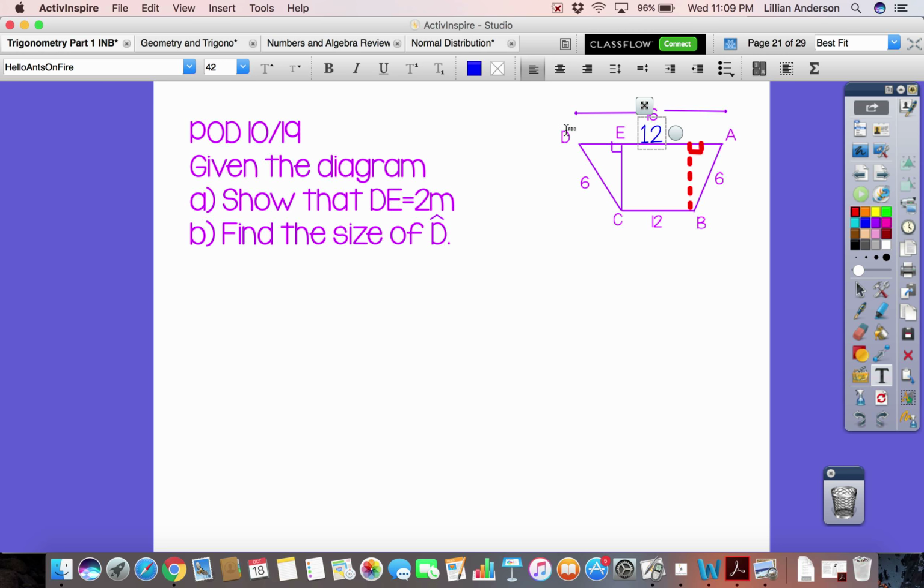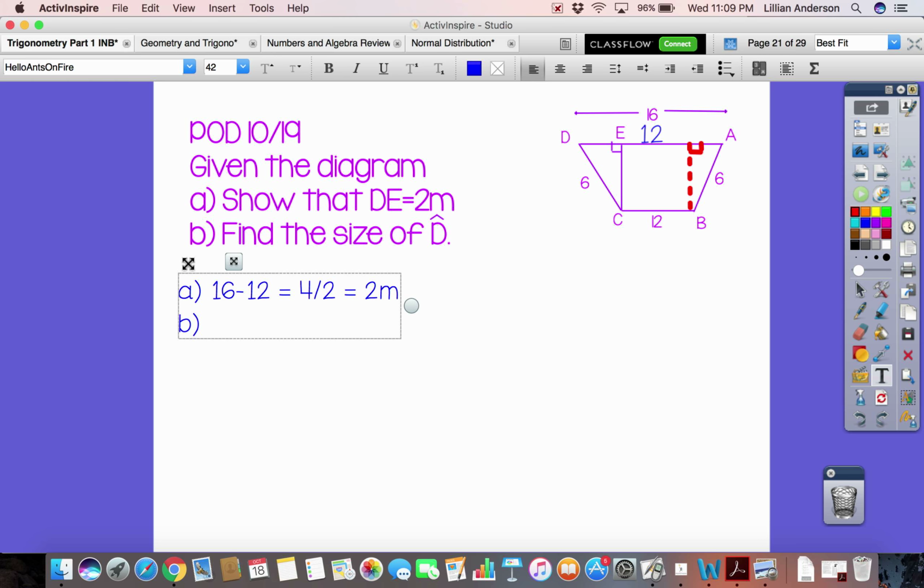Okay, and so then what you can do for part A to show, you really would actually have to show the algebraic process. That is just as simple as doing 16 minus 12, which equals 4, and then taking that and dividing by 2, which is 2 meters. And that will be the work to show that DE is equal to 2.